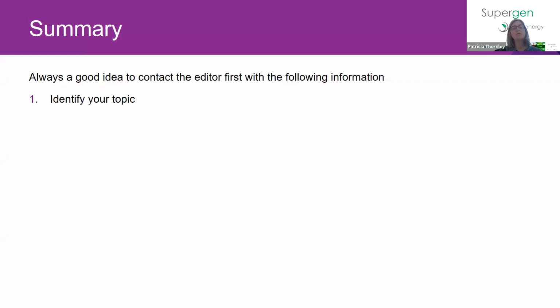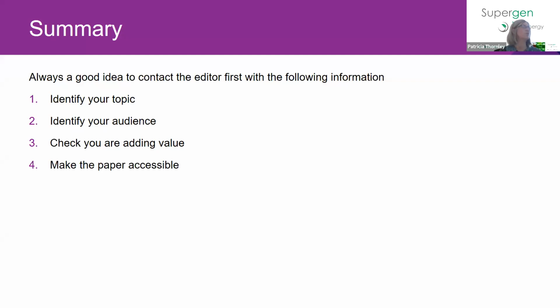And when you do so, you want to identify the topic, tell him who this is going to appeal to. Who is the audience for this review paper? Is it for policymakers? Is it for industrialists? Is it for academics? Who is it actually written for? Check you are adding value. So the editor wants to see in your cover letter when you send your paper in how this is adding value to the previous things that have been published and that you are citing in your work.